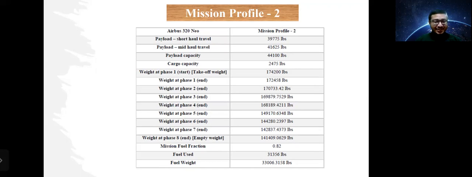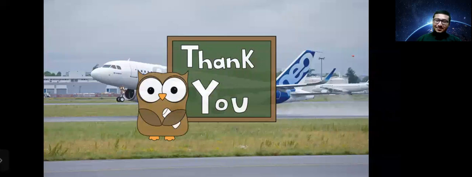After that, I got the mission fuel fraction, only the average, then the fuel used, which is except for the 5% of reserve fuel, and lastly the fuel weight, which includes the reserve fuel too. So the total fuel that will be needed to complete this whole mission is 33,006.3158 pounds. That was all for this presentation.